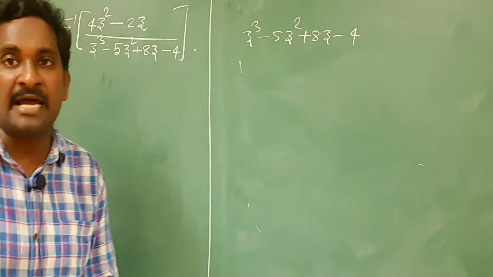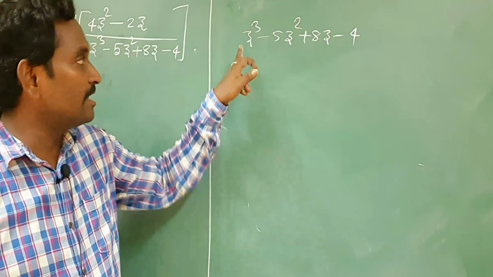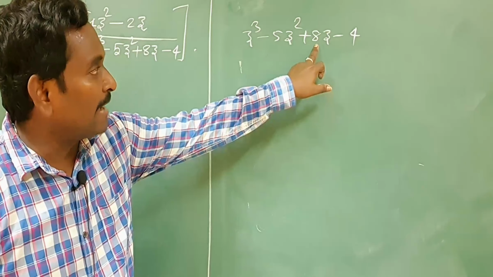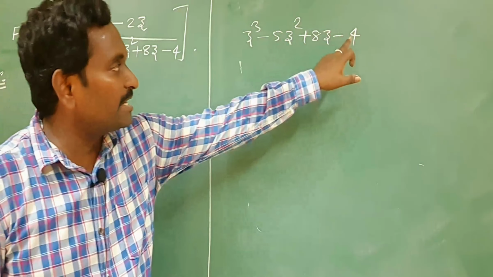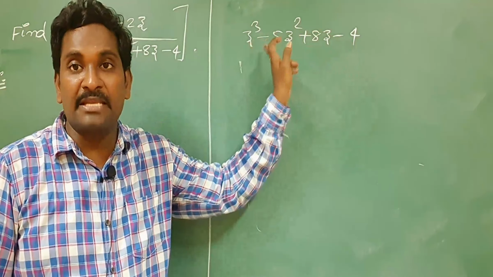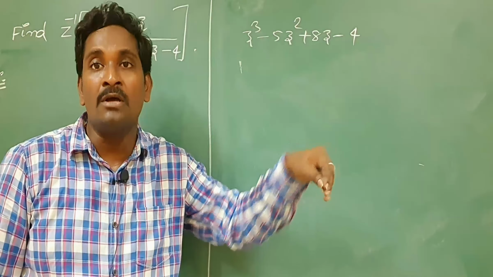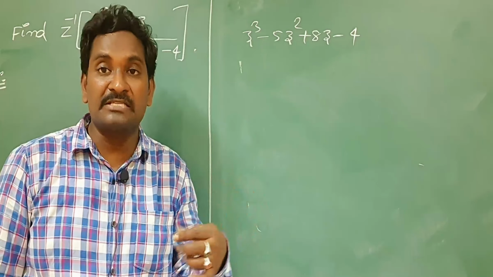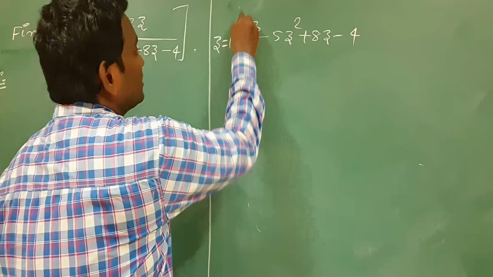Here we are observing that the sum of coefficients of this polynomial is 0. The coefficient of z cube is 1. I am adding the positive terms: 1 plus 8 is 9, and minus 5 minus 4 is minus 9. 9 minus 9 is 0. So if the sum of coefficients of a polynomial is 0, then automatically z is equal to 1 is a root and z minus 1 is a factor. I will find the remaining factors by using the synthetic division method.